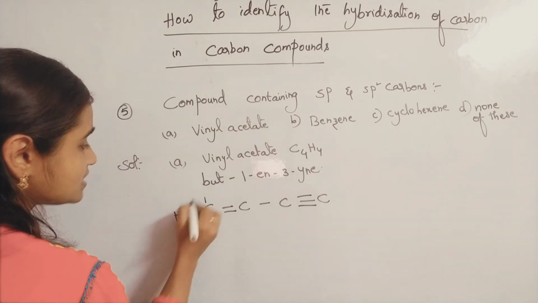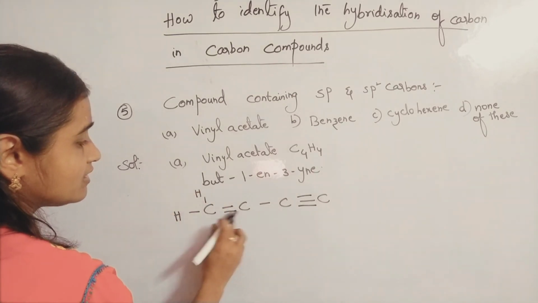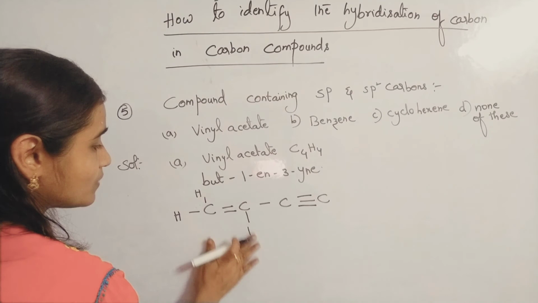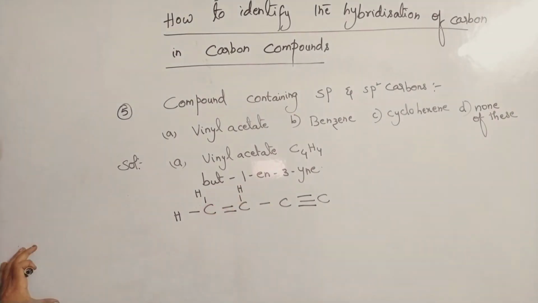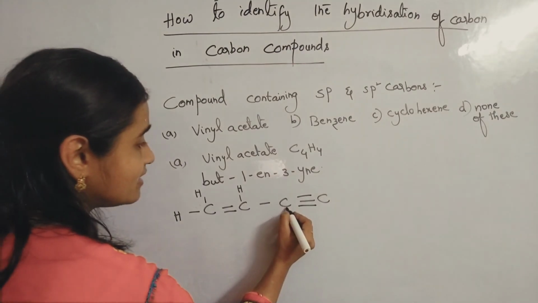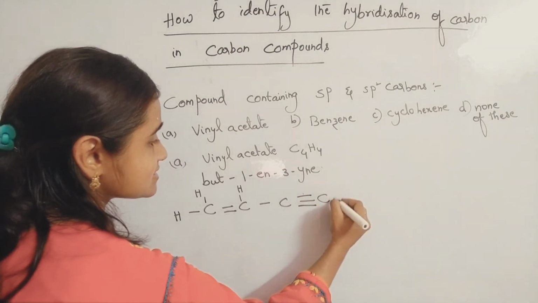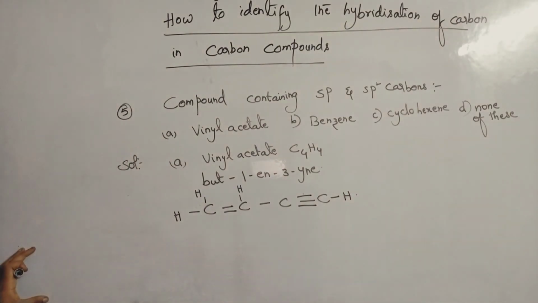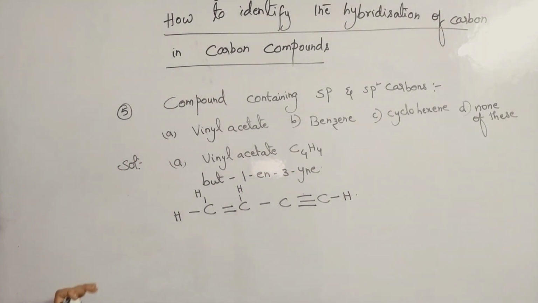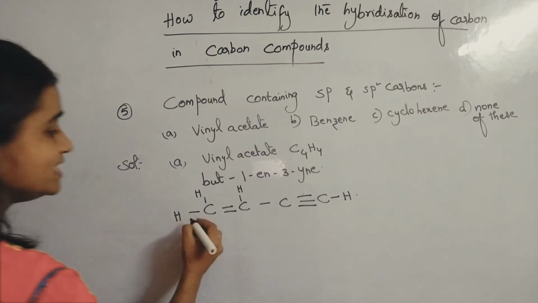So it requires 2 more hydrogens. Here 3 are there, so this carbon requires, let me draw better, 1 more hydrogen. And here 4 are already done, and this is to be attached with 1 more hydrogen. So this is the structure of what? Vinyl acetate. So please remember.